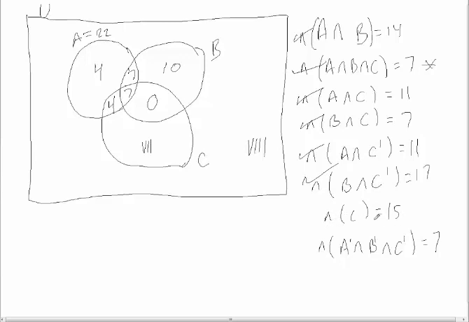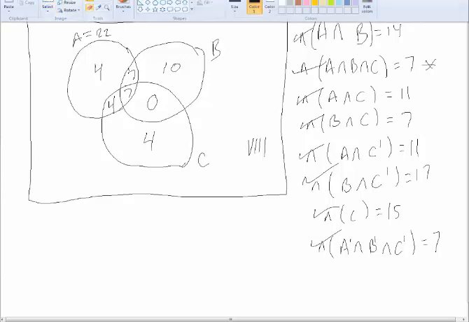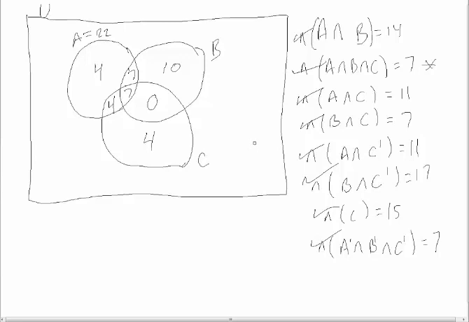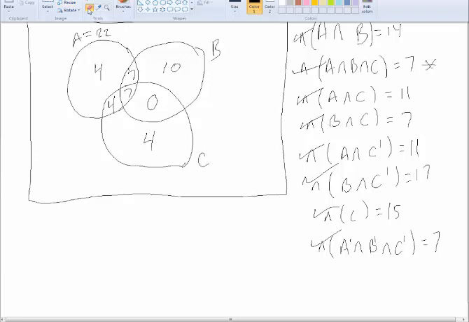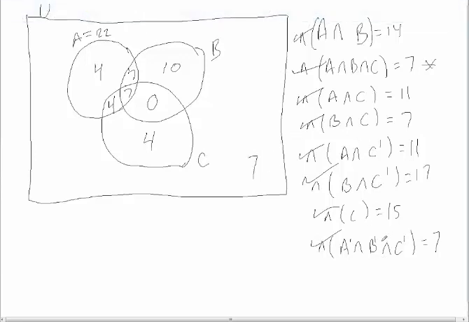Number of elements in C is a total of 15, so here, here, here, here, that total is 15, so we've got 4 plus 7, 11. To get to 15, it looks like we've got 4 here. And then the last one is not in A and not in B and not in C. That's this area outside of all the sets. And that should equal 7 according to our information here. So going back here, we have B has a total of 24, C has a total of 15, and outside of those 3 is 7.